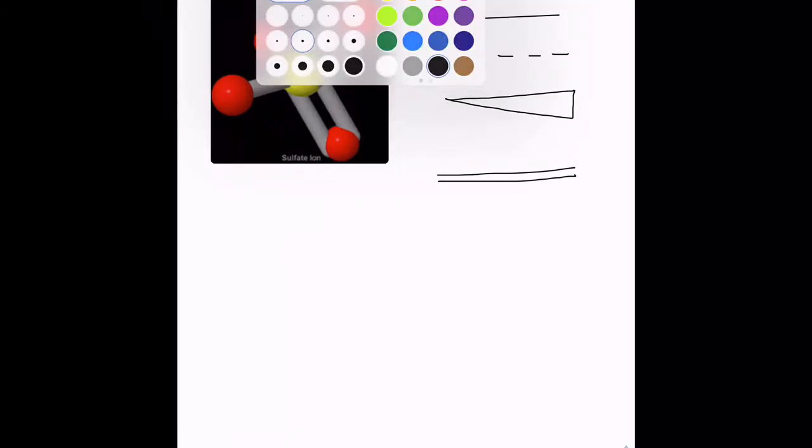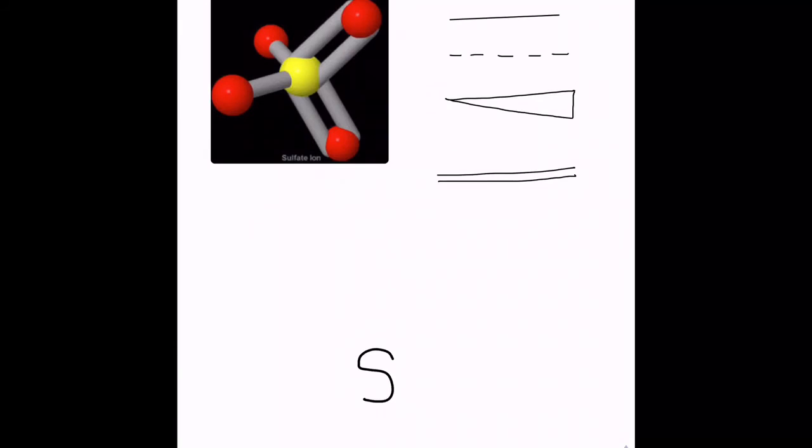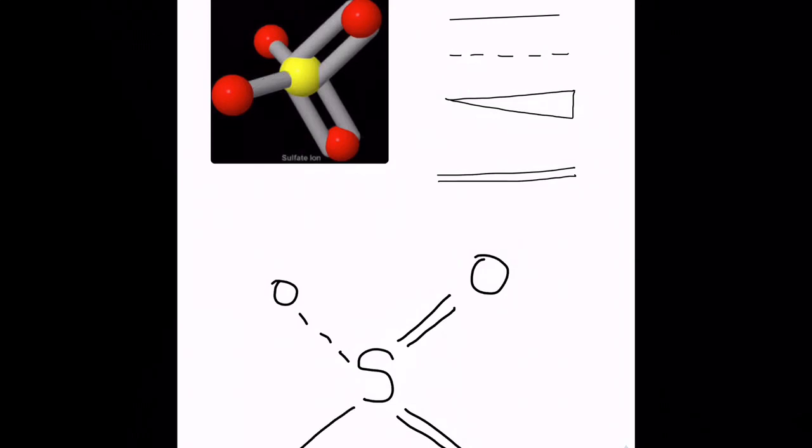So let's start off by drawing that. So sulfur is in the center, and then you have the double bonds going out. Then you can see that this one back here moves out, so you do the dotted line. And this one moves forwards towards the camera, so you do a wedged line. This is how you make a 3D model of a molecule.